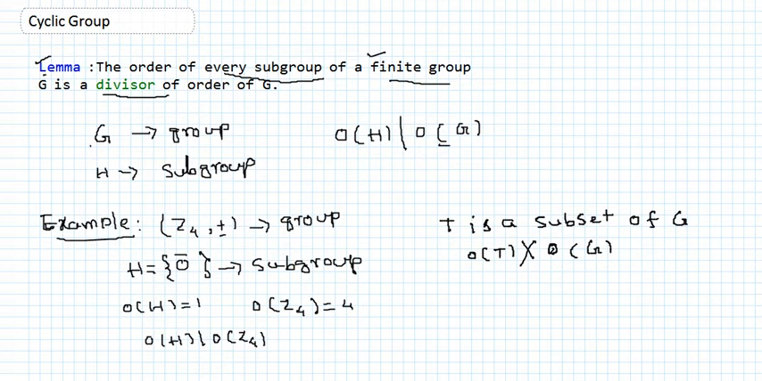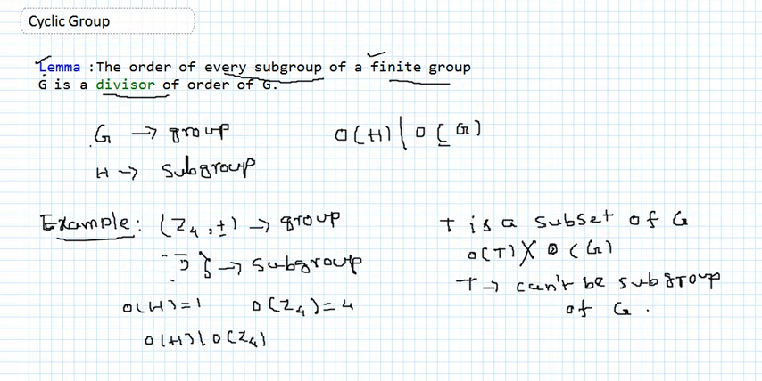From the result, it says that if T is a subgroup, then because every subgroup's order divides the order of the group, and because the order of T does not divide the order of G, you must be sure that T can't be a subgroup of G. Otherwise it must divide the order of G. So we can use the result in another direction.